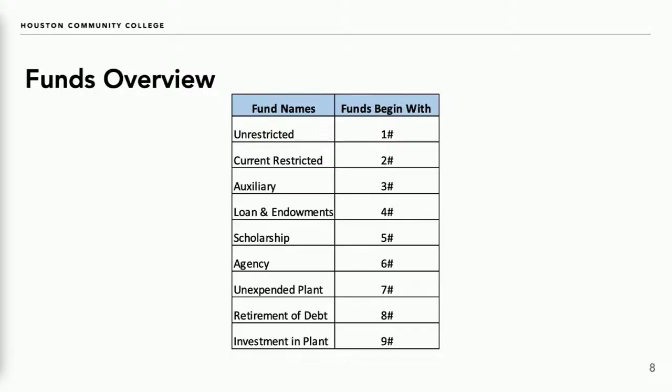The funds overview, as we said, there are 9 different funds. Here they are. Unrestricted is our operating account. That has the most activity. That fund begins with a number 1, restricted number 2, auxiliary number 3, and so forth. Those are the various fund types that we have.